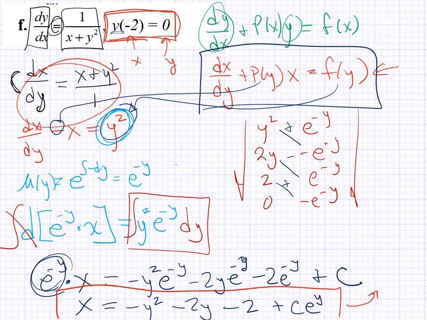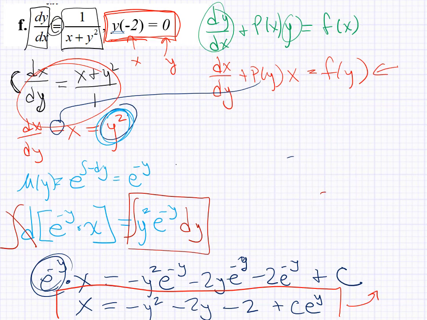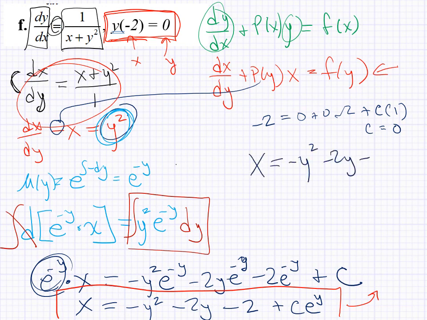So if I use that in here, what I'm going to get is x is -2, y is 0, so I'm going to get 0 equals -2 plus c e to the 0, which is c times 1, and so that tells me that c equals 0. Okay, so then x equals -y squared minus 2y minus 2 solves the IVP.